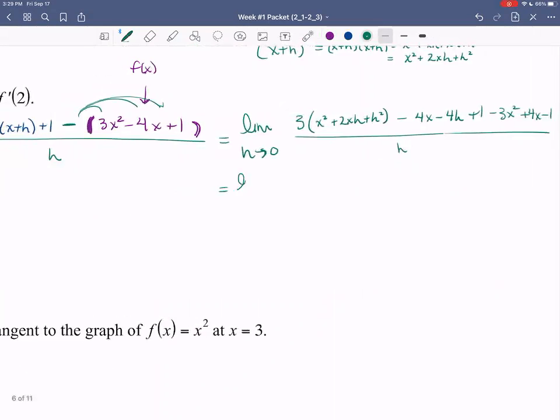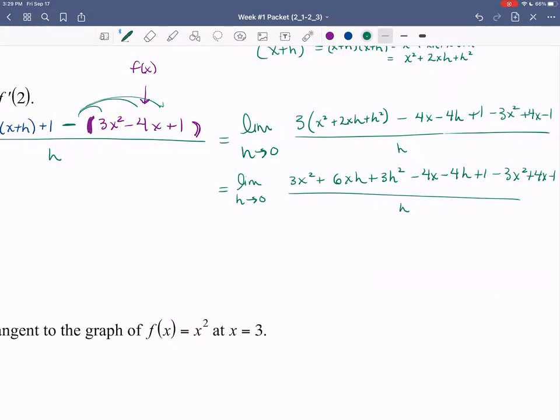So this becomes the limit as h goes to 0 of 3x squared plus 3 times 2 is 6xh plus 3h squared minus 4x minus 4h plus 1 minus 3x squared plus 4x minus 1 all over h. So now we can just combine like terms. Take a moment, pause the video, and see if you can simplify that numerator on your own first, and then we'll continue together.